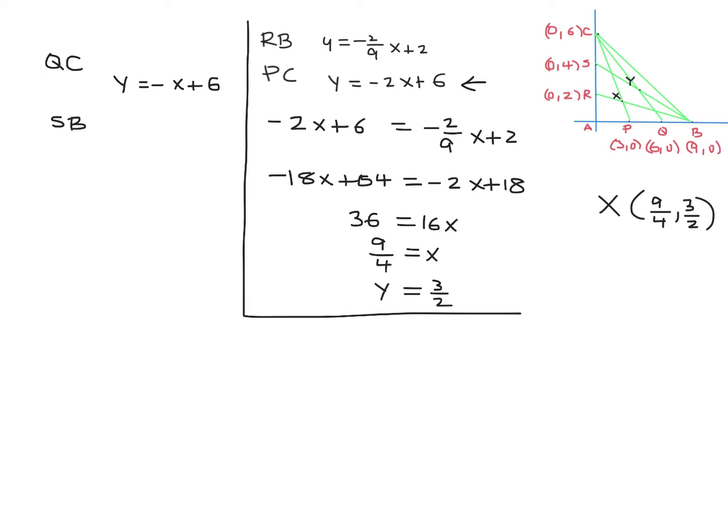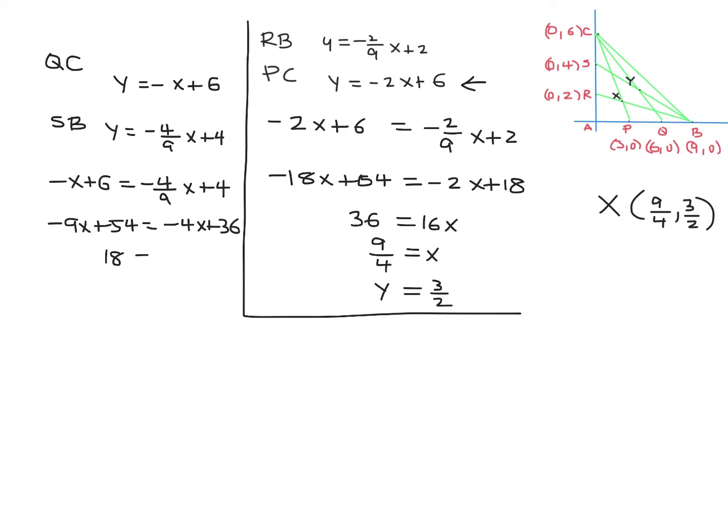And the equation for SB is y is equal to minus 4 over 9x plus 4. And then to find their intersection point, you just set them equal to each other. So minus x plus 6 is equal to minus 4 over 9x plus 4. Solving for this, let's see here, multiply through by 9, you get minus 9x plus 54 is equal to minus 4x plus 36.